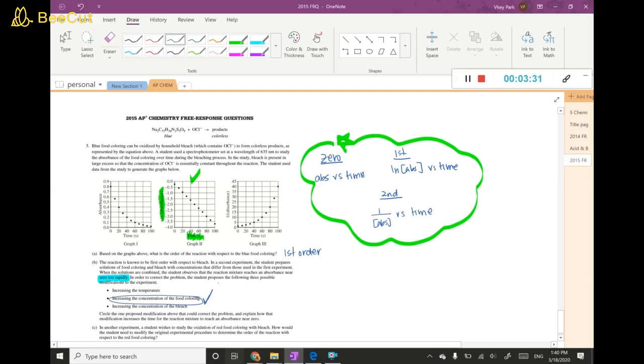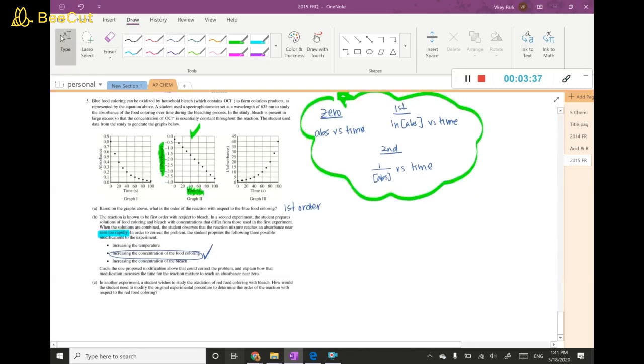Because if we increase bleach, it's going to go much faster, right? And if we increase temperature, again, due to kinetic energy, the molecules are going to collide at a much faster rate, and it will go colorless faster. Okay? Alright, so last question.